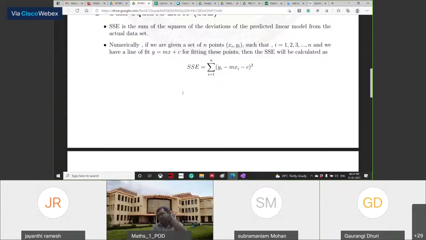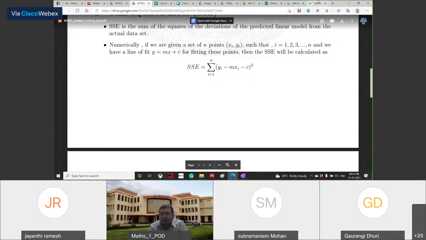Sum square error is used basically when we have a lot of linearly varying data points. Suppose, as I was showing sometime before, linear regression.